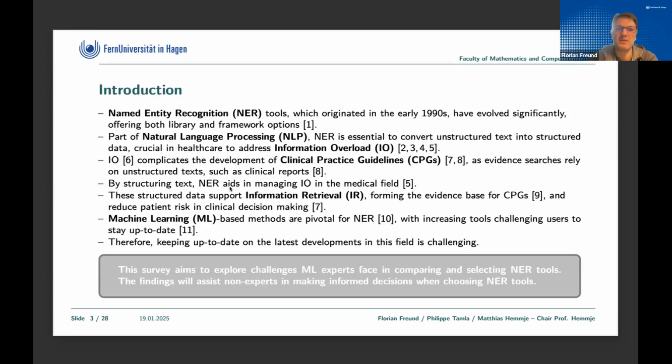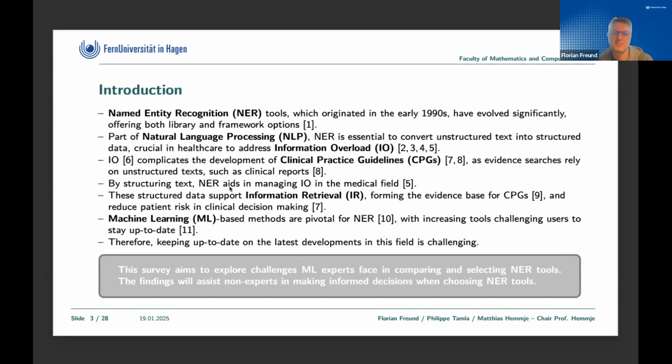As an example, in my research area, the information overload complicates the development of clinical practice guidelines in the medical research area, because to develop such clinical practice guidelines, evidence-based medicine is used, and to search for this evidence, the medical experts rely on unstructured text, such as clinical reports. By structuring this text, named entity recognition aids in managing information overload in the medical field. After structuring the text, these structured data support information retrieval to form the evidence base for clinical practice guidelines, and these clinical practice guidelines reduce patients' risk and aid in clinical decision making.